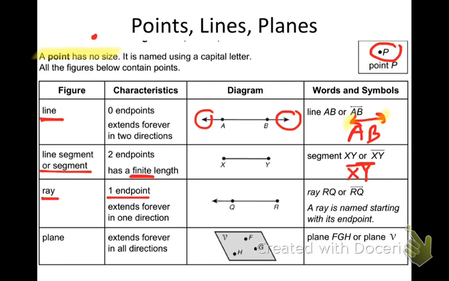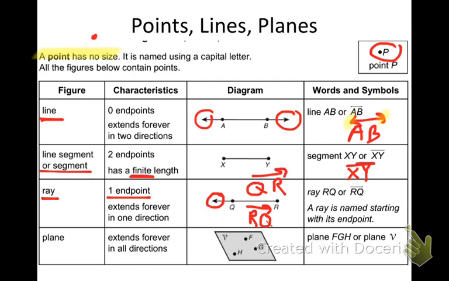A ray has one endpoint, and it extends forever in one direction. So it goes just one direction. Notice how many arrows a ray would have then? It would have one arrow. So it's going forever in one direction. To label a ray, you would list the letters with the arrow above it. Now, does it matter which way I label a ray? Could I label this ray like this?